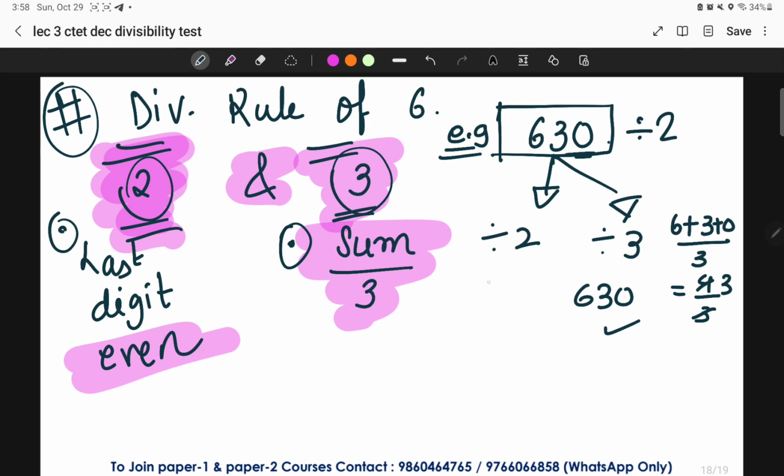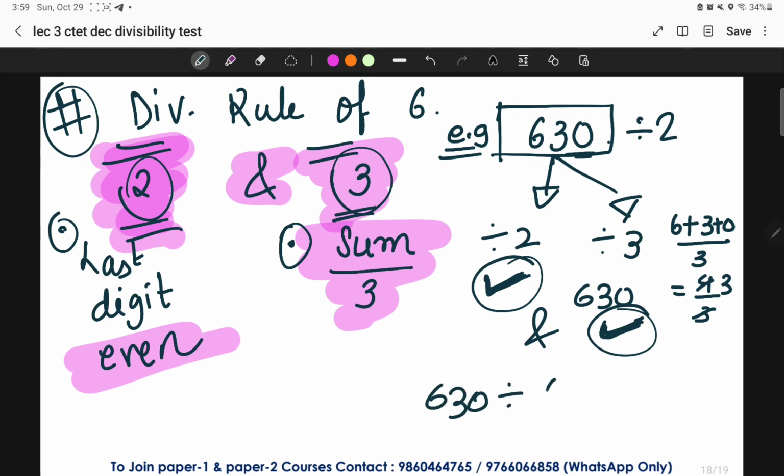The number is divisible by 2 as well as by 3. It means both the rules are followed. That is, the number is divisible by 2 and by 3. Hence 630 is divisible by 6. Got it? This is how you have to remember.